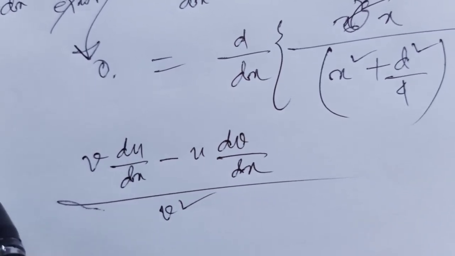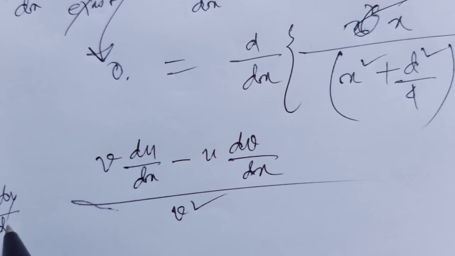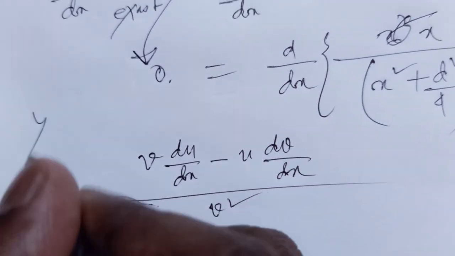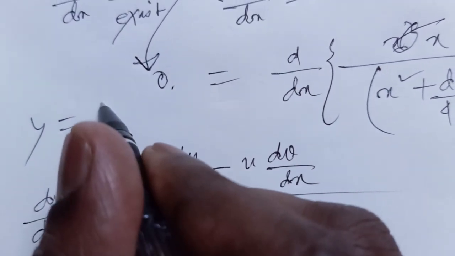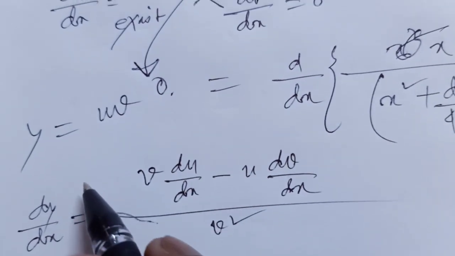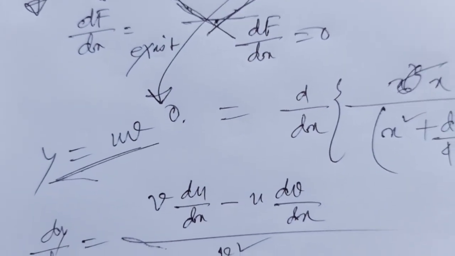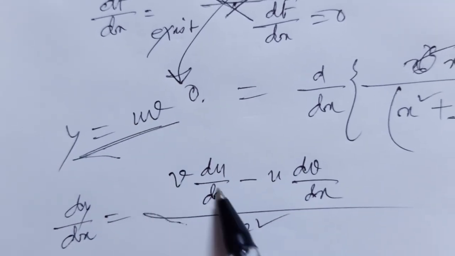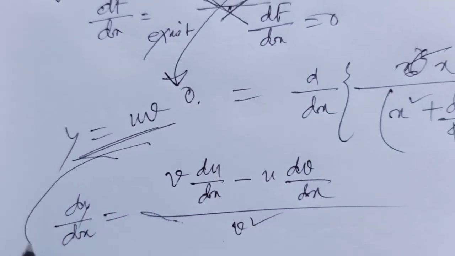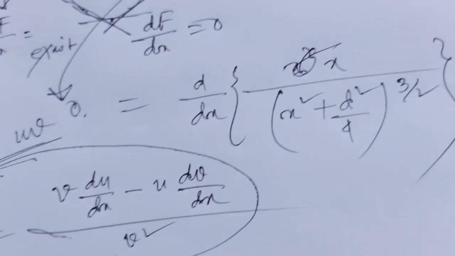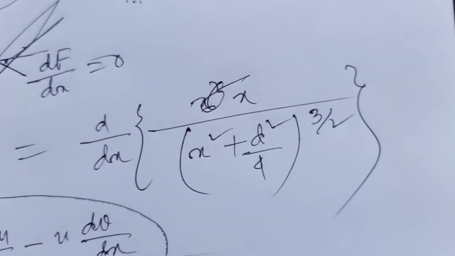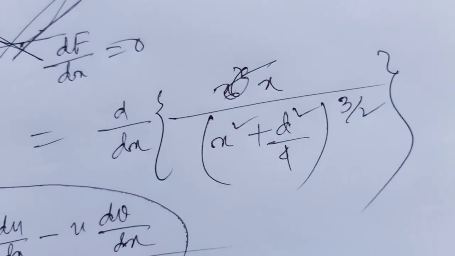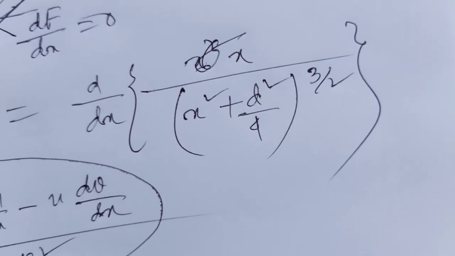If suppose y equals uv, the multiplication of two different functions, then dy/dx equals d/dx of this one, and it takes this form. So this is u, so this is v.